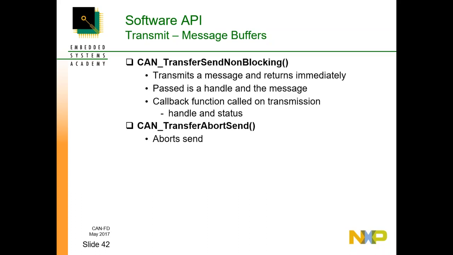Transfer send non-blocking is called to request a message is transmitted. This function returns immediately. Once transmission is completed, the callback function is called with the status. It's important to note that the message buffer cannot be reused until the transmit is completed. In order to use this function, a transfer create handle must first be called to obtain a non-blocking transfer handle. It's possible to abort a pending transmit by calling transfer abort send.